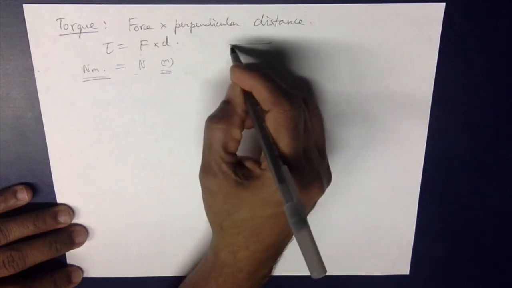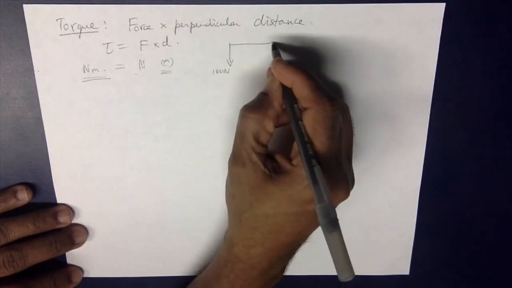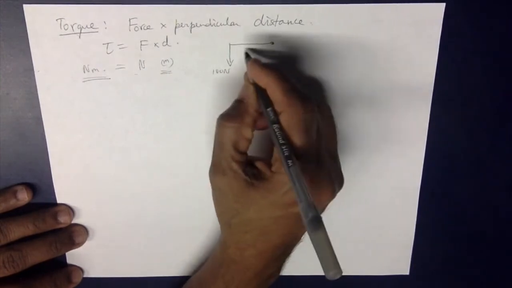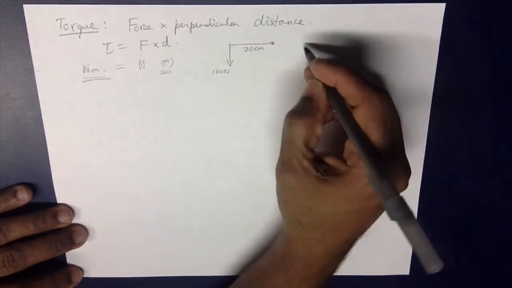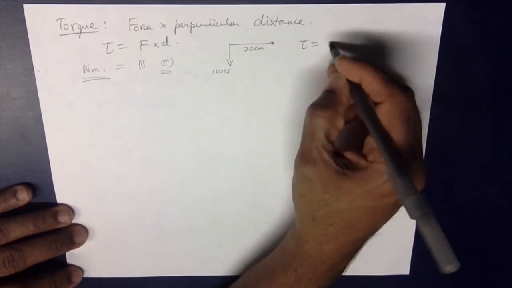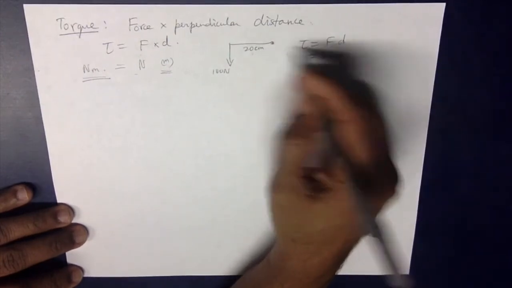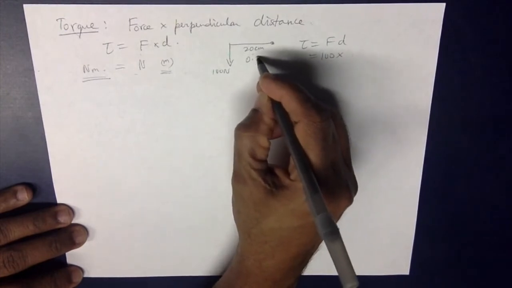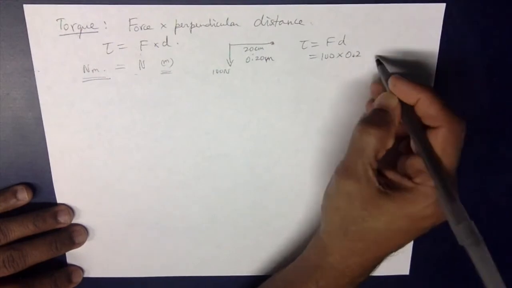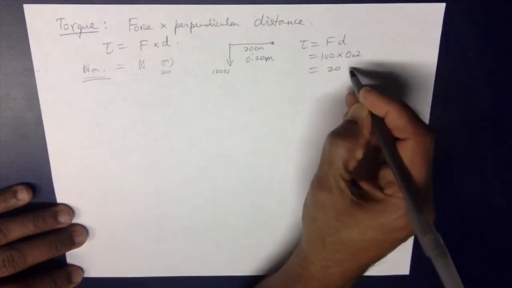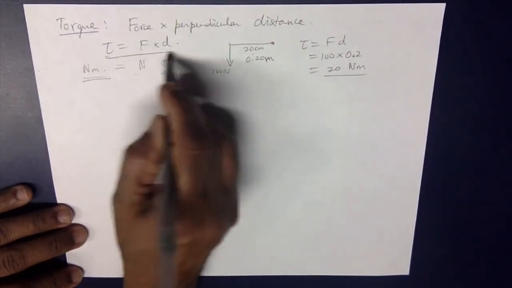So if you're told that a 100 Newton force is acting about this point and this distance is 20 centimeters, then how do you find the torque? Torque is equal to force times perpendicular distance. Force is 100, perpendicular distance is, don't put 20 there, instead you change it to 0.20 meters. So it'll be 0.2, and the answer turns out 20 Newton meter. So understand how these things are done, how this equation is used.